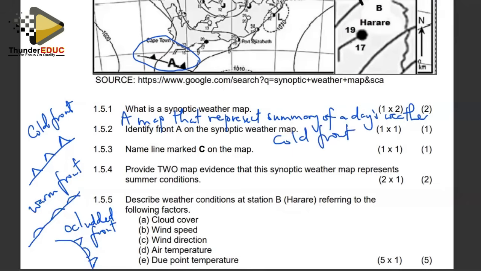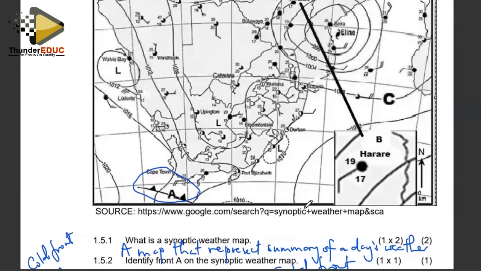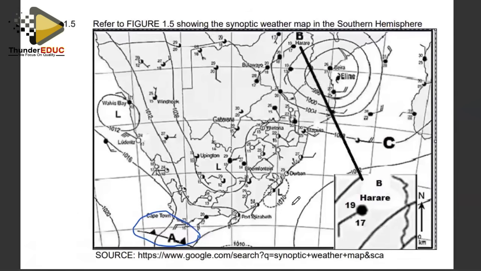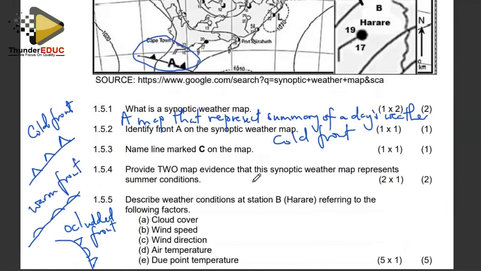Name the line marked C on the map. Let's check for C and figure out what kind of line it is geographically. The line marked C is this line here, and this line here that has a number continues going down. What kind of line is that on synoptic maps? That is basically an isobar, a line joining places of the same atmospheric pressure. It's an isobar.